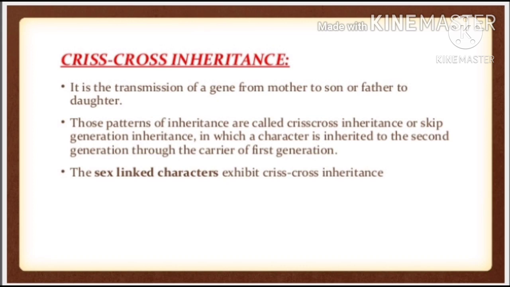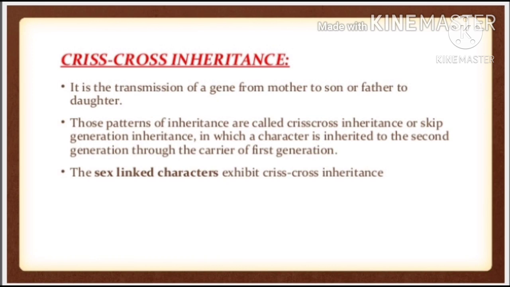Okay, hemophilia, color blindness, Lesch-Nyhan syndrome, all these diseases are good examples of crisscross inheritance. You know that all these genes are X-linked; all these diseases are X-linked genetic disorders. What do you mean by X-linked genetic disorder? Okay, you know that in our chromosome, we can see the genes which control body character and also the genes which control our sexual character.